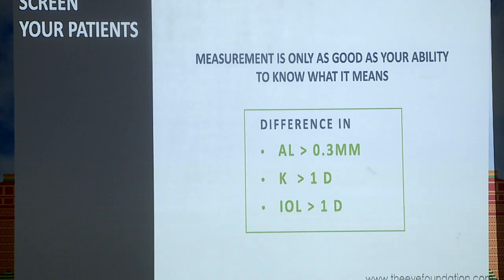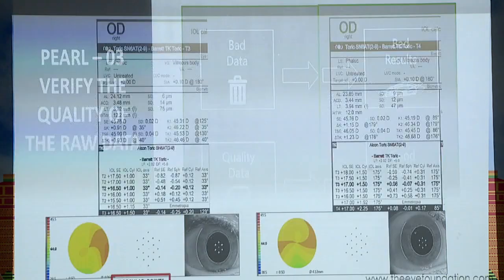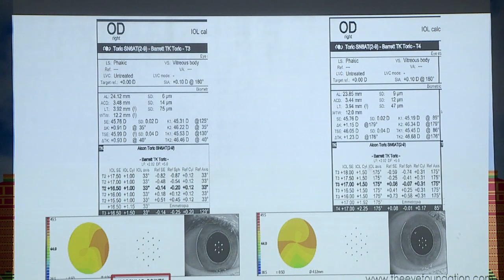You should remember that if there is a difference in the axial length between two eyes of more than 0.3, if the K between the two eyes differs by more than 1 diopter, and if the IOL power between the two eyes differs more than 1 diopter, you need to be repeating your measurements. You need to look at the raw data. On the optical biometer, you should look at those LED points.